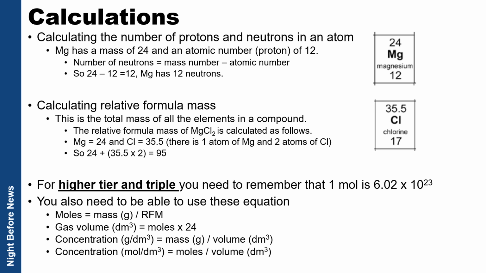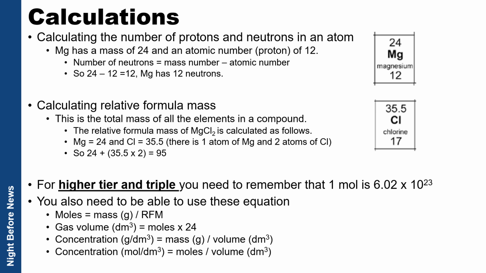neutrons for magnesium. They may also ask you to calculate relative formula mass. So this is when you take a chemical formula for a compound and you add together all the masses of the atoms that are in that compound. So the example I've given you is magnesium chloride, MgCl2. Well, we know that that's got 1 atom of magnesium and 2 atoms of chlorine. So it's going to become 24 plus 2 lots of 35. So the relative formula mass of magnesium chloride would be 95.